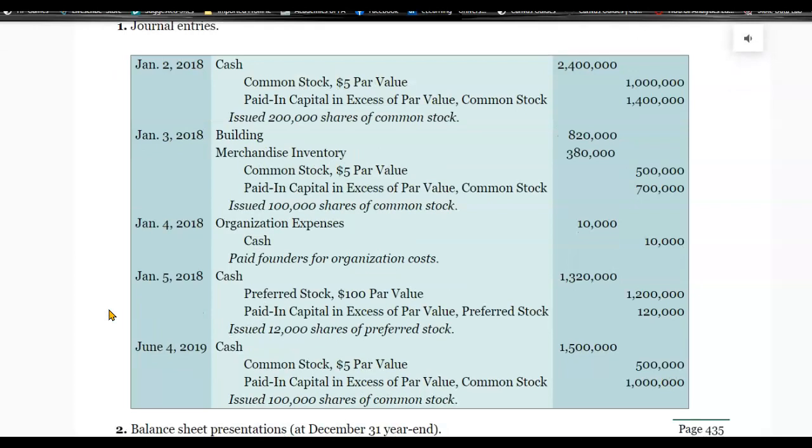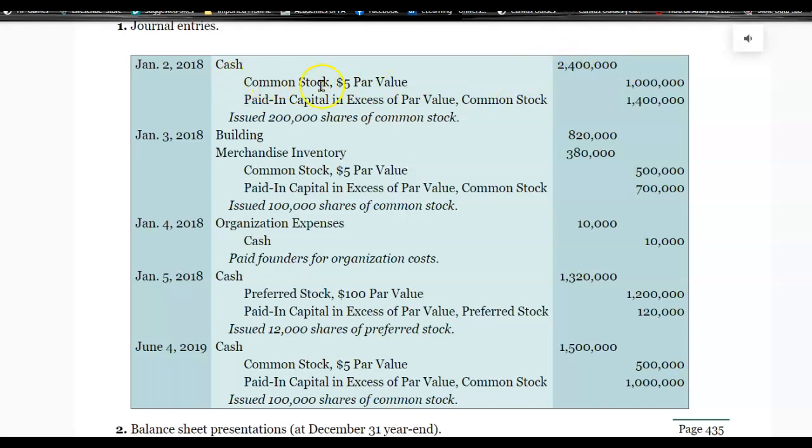And why is that? Because authorization is not something that we record on the books. But we do start recording the sale of the stock. So we issued 200,000 shares of common stock. Again, we issued it for something greater than its par value. It was $12 per share. So we record the full amount of the cash received. It's a debit of $2,400,000.